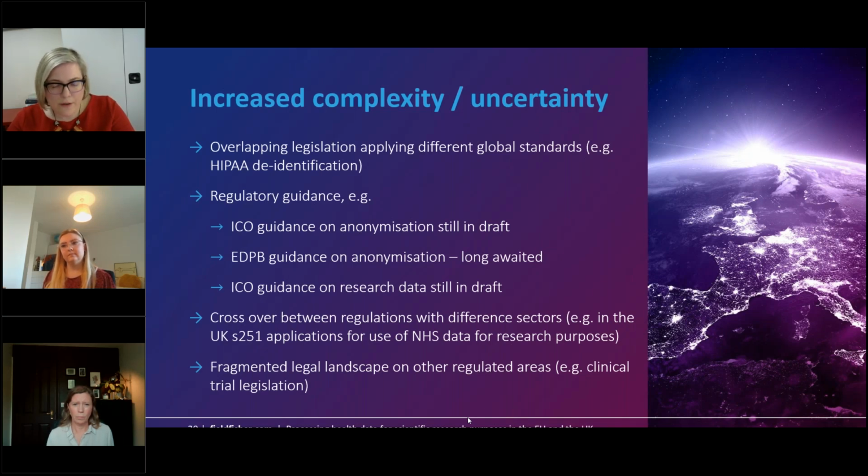The third factor which increases the complexity of what we do is the crossovers with other sectoral regulations, even within the same country. So for example, in the UK, there's a process organizations will have to go through in order to apply for regulatory approval for sharing patient personal data for research purposes, and this is known as the Section 251 application. A final challenge is that there might be a fragmented legal landscape in other regulated areas, for example, in terms of clinical trial regulations.